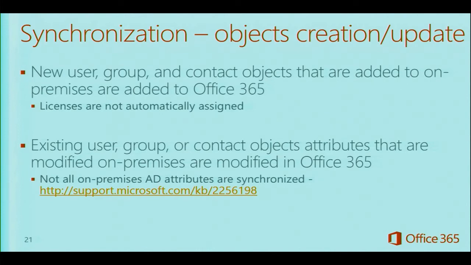Now, for synced objects, if you modify any of the attributes on premises, those modifications are also synced to Office 365. But keep in mind that not all on-premises attributes will get synced. We do have a list. You can read that KB, which documents the complete list of the on-premises attributes that end up getting synced to Office 365. Anything that is not on that list does not get synced to Office 365, so keep that in mind.